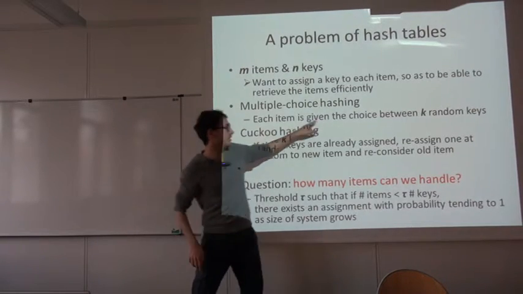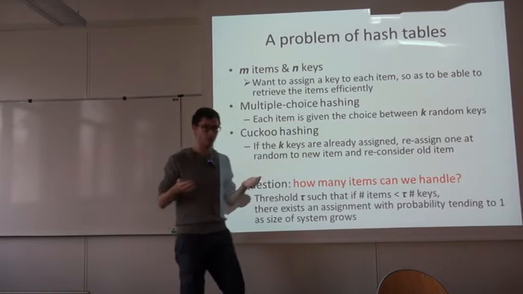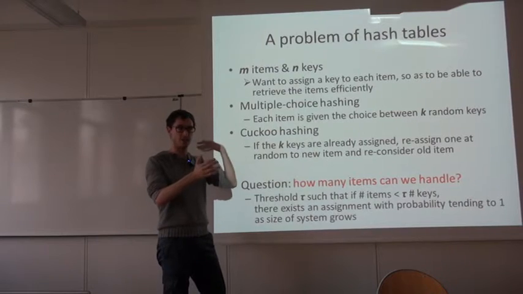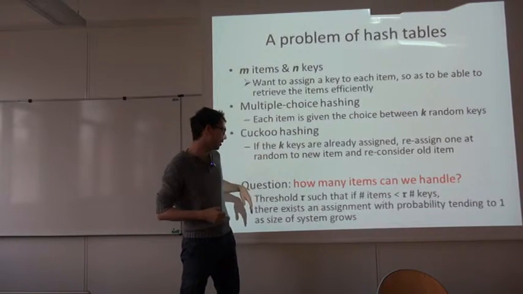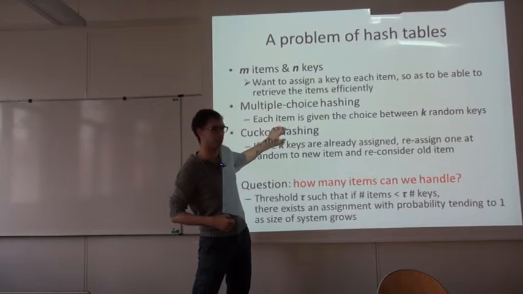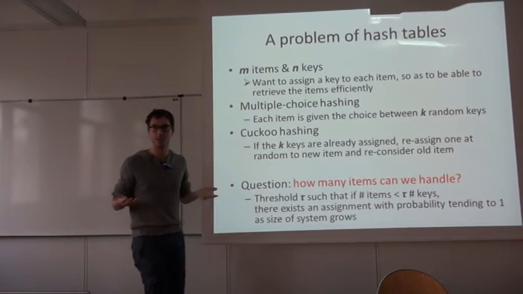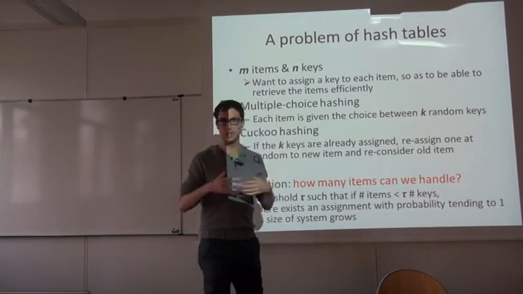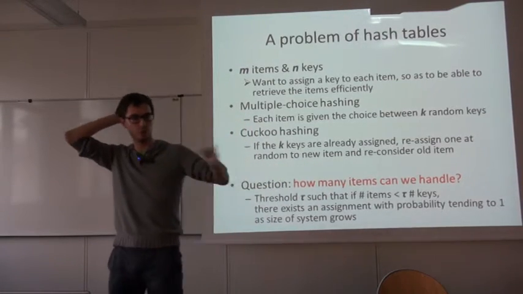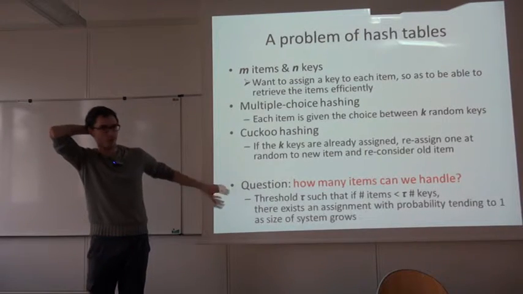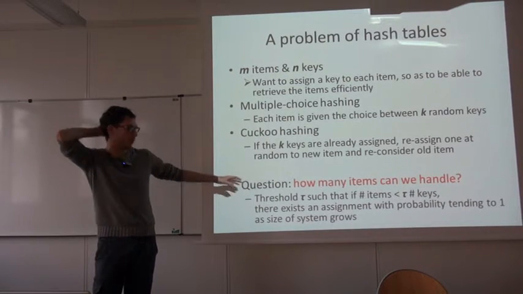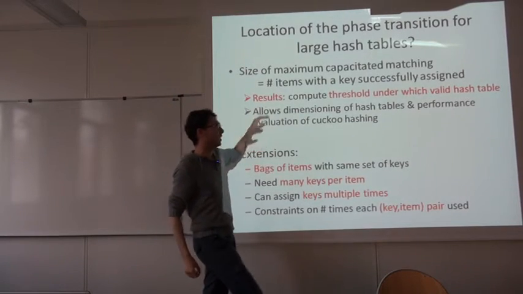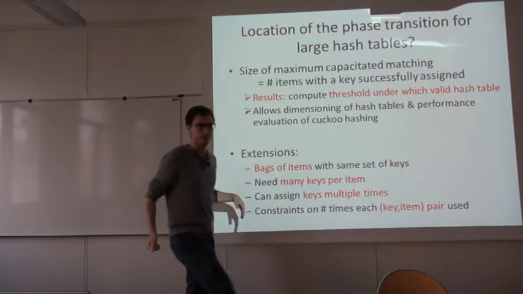And the problem is that these choices are random, so you want to be able to specify a number of items such that you can build a hash table with high probability. So there is some threshold on the way the number of items and the number of keys grow together to infinity. And under this threshold, you can, with high probability, build a hash table. And so what we do in this context is that we compute these thresholds, basically.